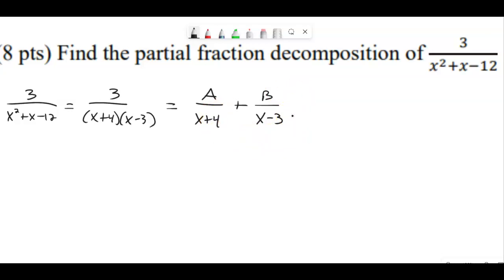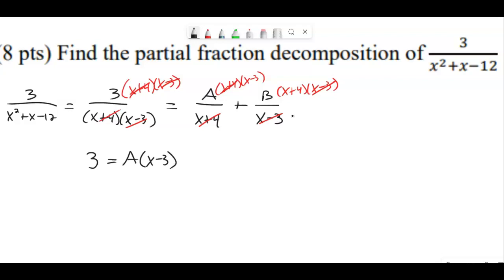Okay, we multiply by the LCD. The LCD is just the denominator of the original, in factored form preferably: x plus 4 times x minus 3. I write it in all 3 spots because something different happens in each spot, and I want to make sure I'm tracking what's happening. So we now have 3 equals A times x minus 3 plus B times x plus 4.